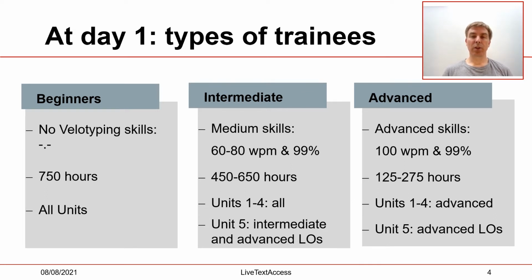Advanced learners are those learners who already have the capacity of Velotyping 100 words per minute with an accuracy of 99%. In this case, you need to make that step that makes you a professional. The course will last between 125 and 275 hours, depending on how advanced you are. Again, do the self-assessment test and check which learning outcomes you should develop. They should coincide with the advanced learning outcomes of both the general units and the Velotyping unit.